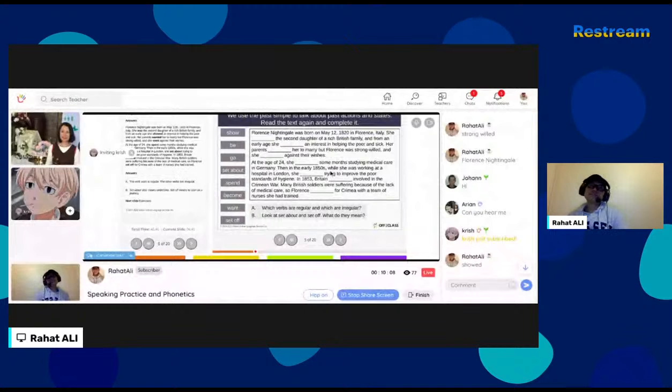Next paragraph. At the age of 24, she spent some months studying medical care in Germany. Spend is fine, I think. Yes, she spent. Then, in the hospital, she set about trying to improve the poor standards of hygiene. In 1853, Britain.